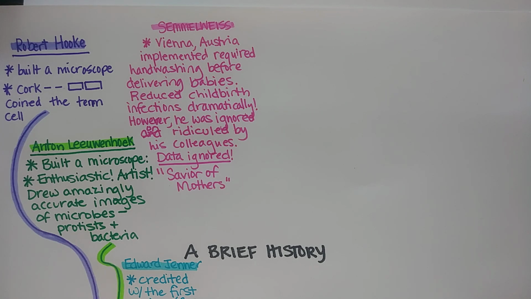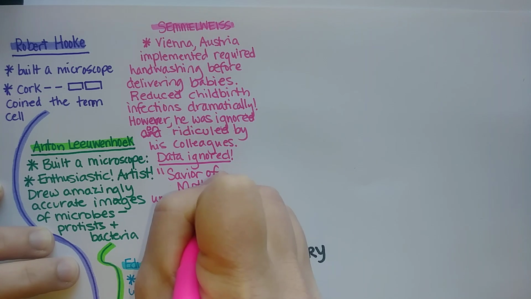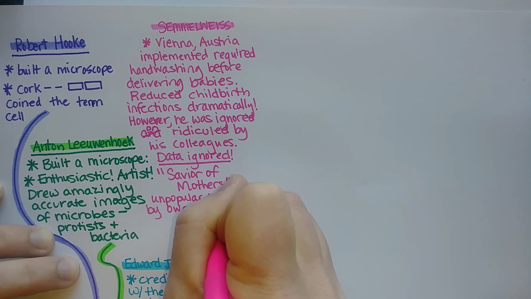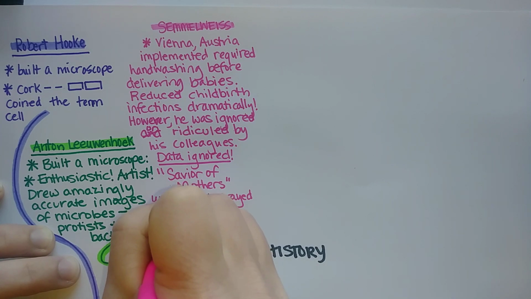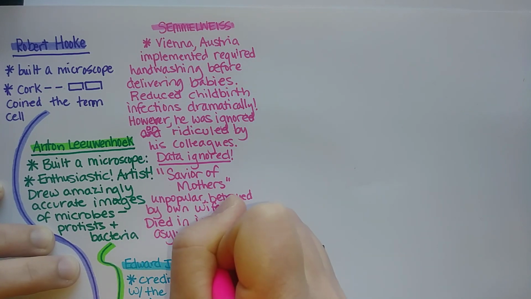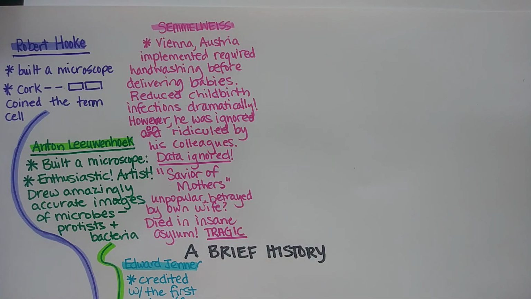And in that place, we don't know if he was beat up or if something happened, but he got some sort of an injury, and he died of infection, of blood infection, the same kind of blood infection that had been killing the women from childbirth. So the whole thing is quite ironic and extremely tragic. He was unpopular, it's believed he was betrayed by his own wife, and he died in an insane asylum. So I challenge anyone to find a more tragic character in all of microbiology history than this guy.